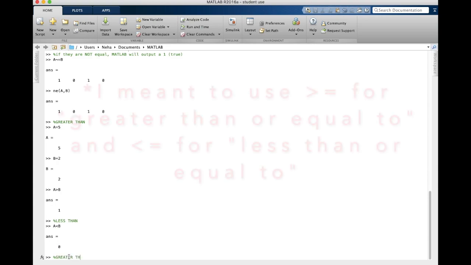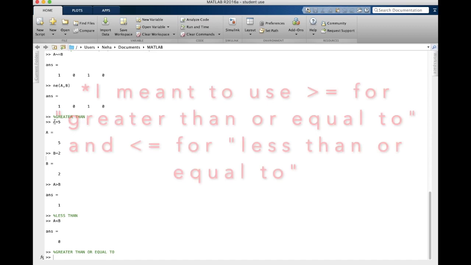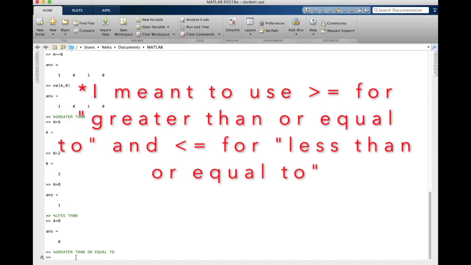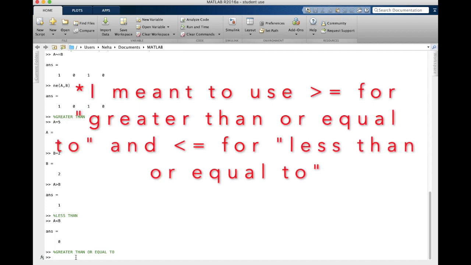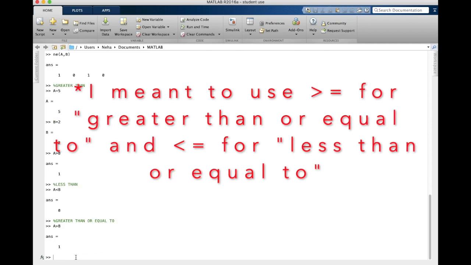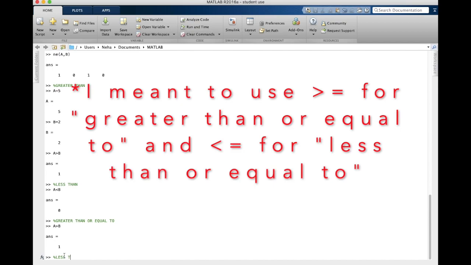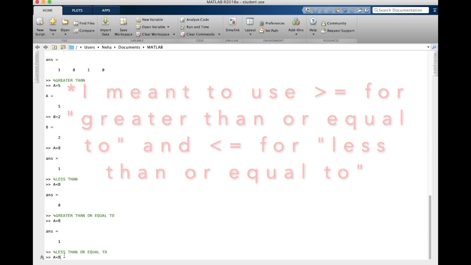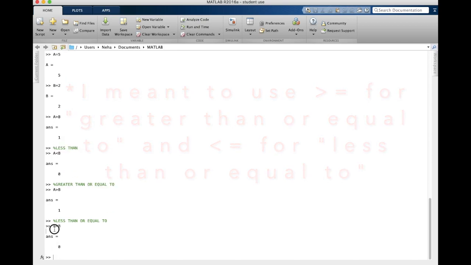Now if I want to check greater than or equal to, if a was 2 and b was 2, then a would be greater than or equal to b. But a is 5, so it is way greater than b. So if I do a is greater than or equal to b, it should still give me 1. And if I check less than or equal to, and I do a is less than or equal to b, it should give me 0 because this statement is false.